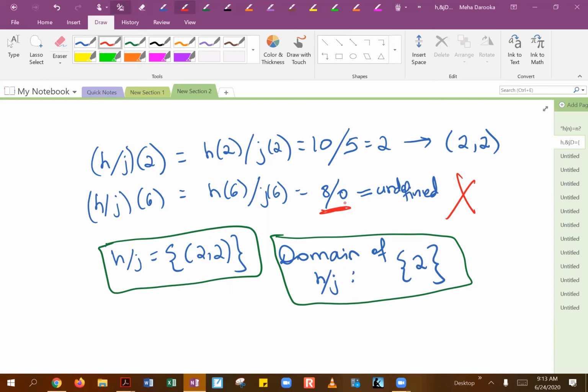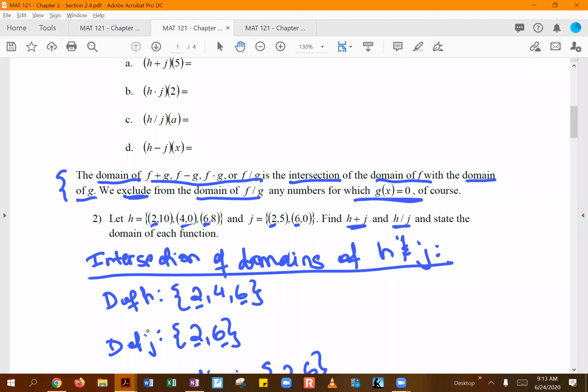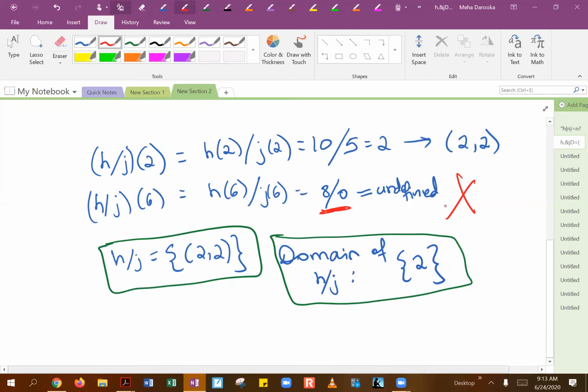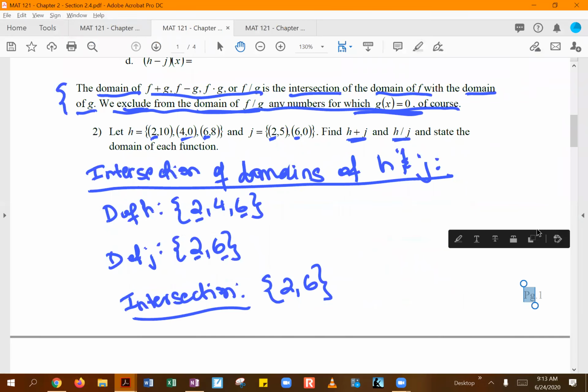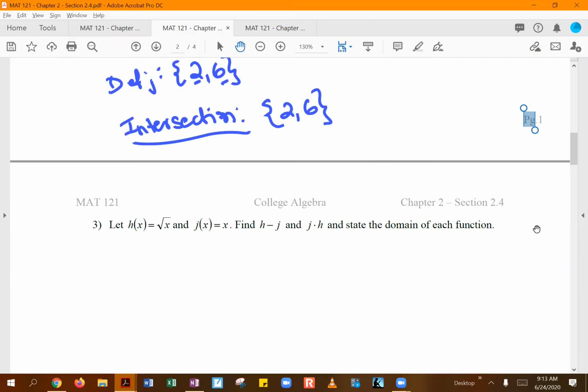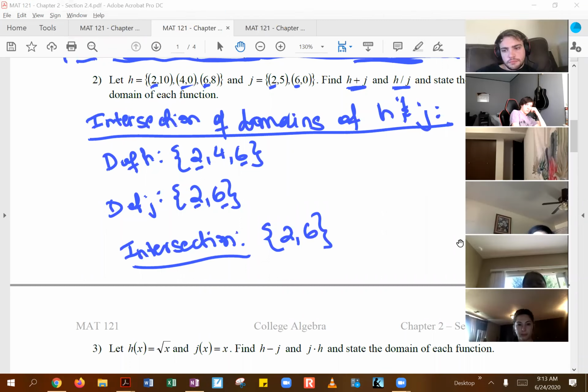And so when they were telling us here in your handout that you will have to exclude from the domain of your division function any numbers which make your denominator 0, that's exactly what we're doing here, because we cannot include this 6 because that 6 is making our denominator 0. Now we will have to keep this in mind even when you are looking at examples that may be given to us as equations instead of ordered pairs. So before we move on to number 3, do you guys have any questions on example 2 over here?